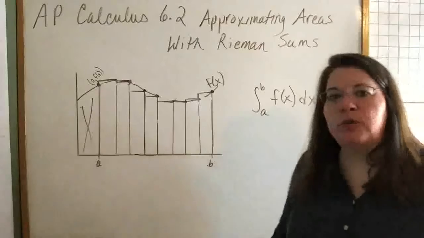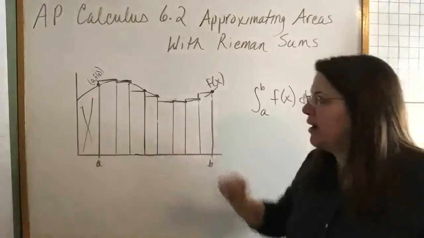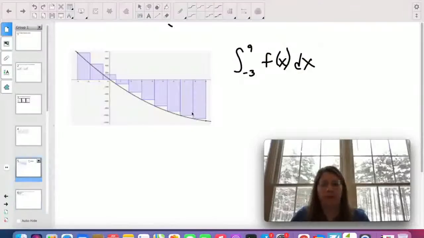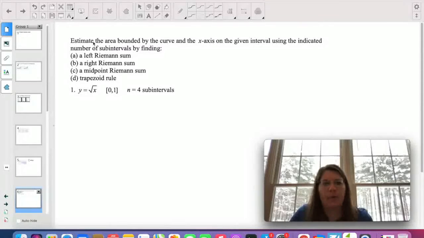And the more rectangles we do underneath the curve, the more accurate our area under the curve is going to be. We're going to take this example. It says estimate the area bounded by the curve and the x-axis on the given interval using the indicated number of subintervals by finding A, the left Riemann sum, B, the right Riemann sum, C, the midpoint Riemann sum, and D, the trapezoid rule. We're going to use the function y equals square root of x on the closed interval from 0 to 1, and we're going to subdivide it into 4 subintervals. Those subintervals are going to be of equal width.